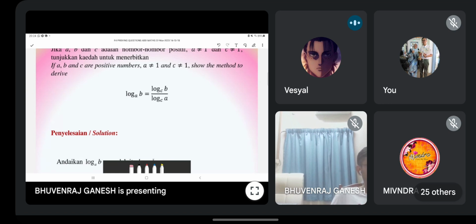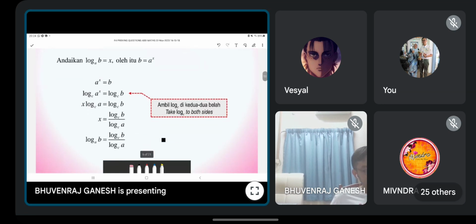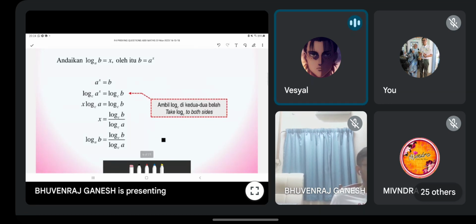Can scroll down a bit, one? Okay. Okay, so we'll use the same format like just now. So you change logarithm into indices form. You'll get a power x equals to b. So after that, you have to remember that you must add a log c on both sides. Actually, you can add any log lah, but then since they give you c, just add log c. So log c a power x equals to log c b.